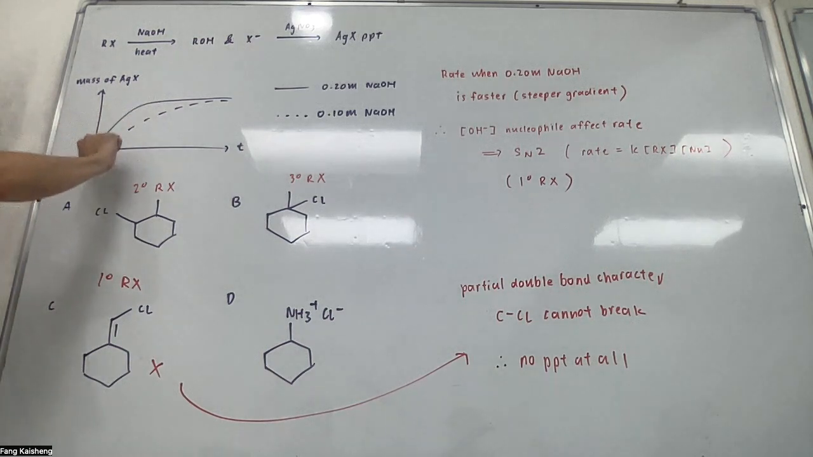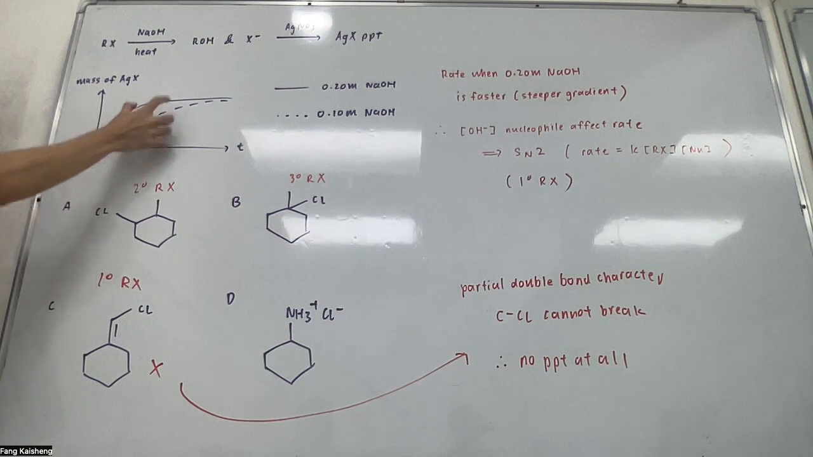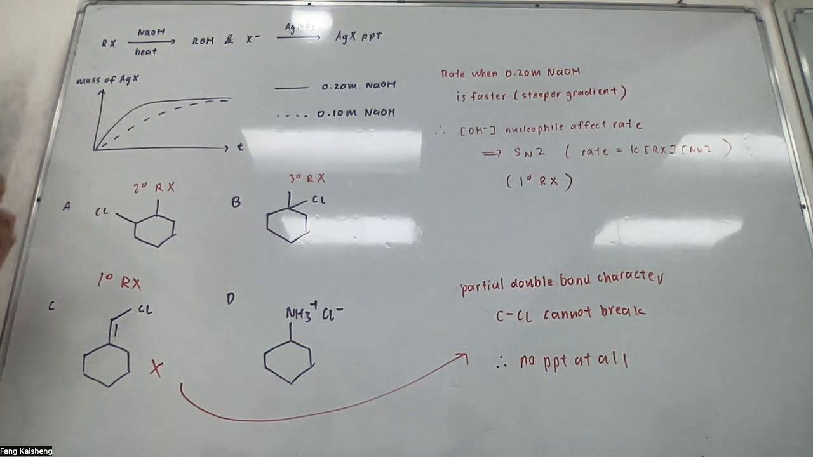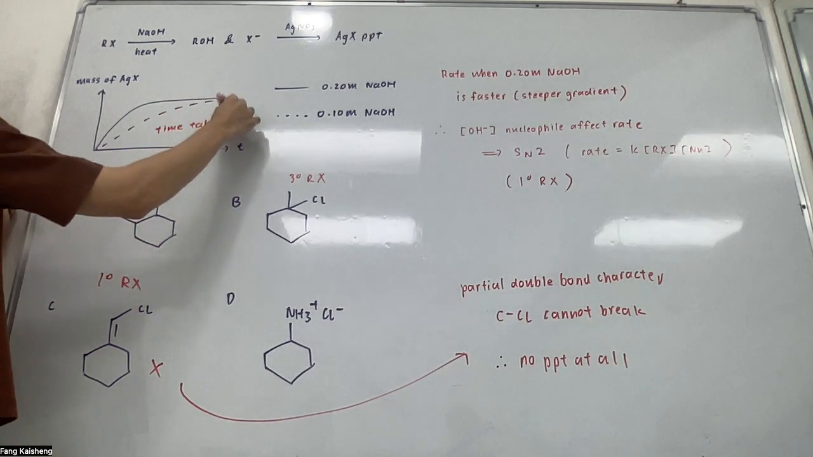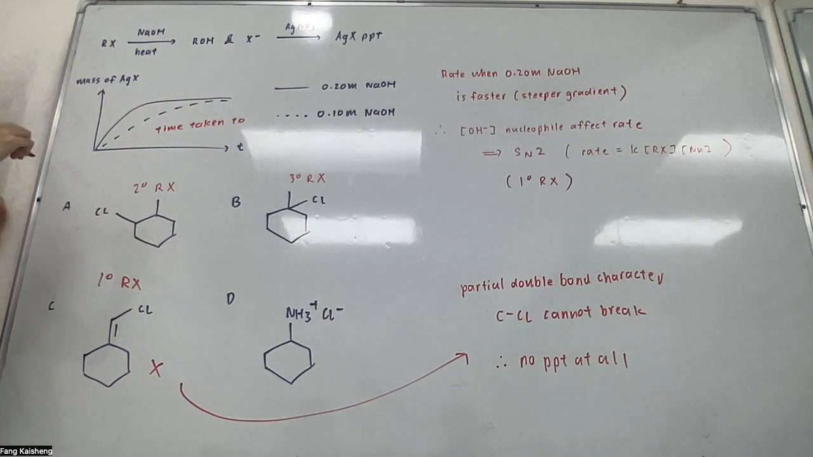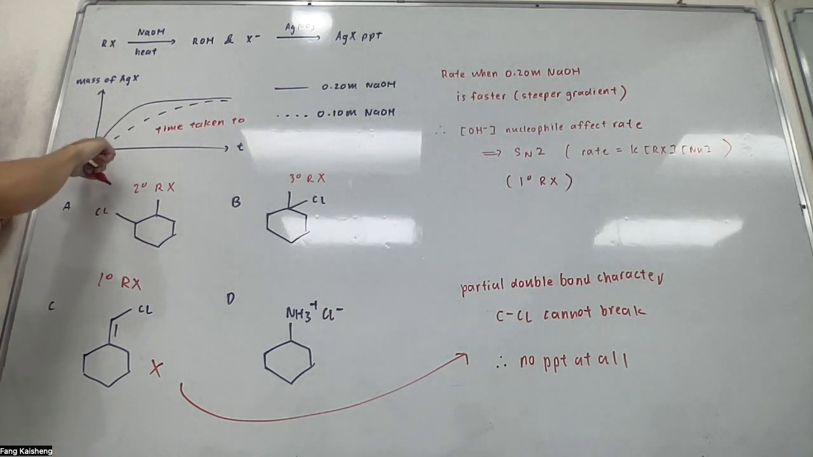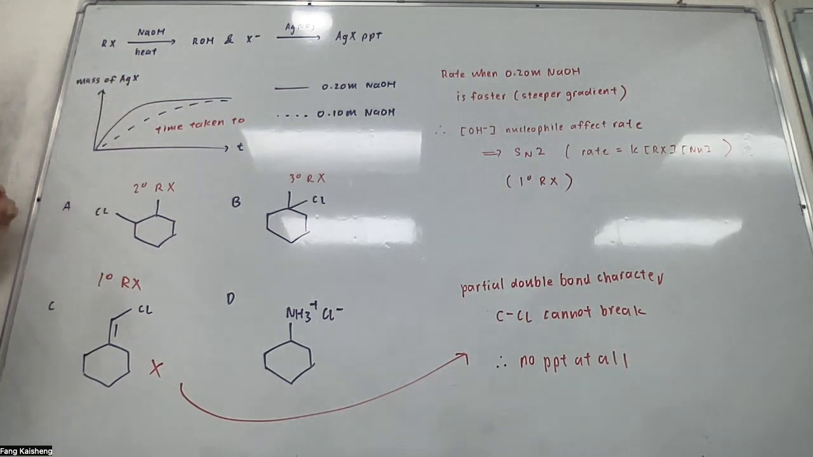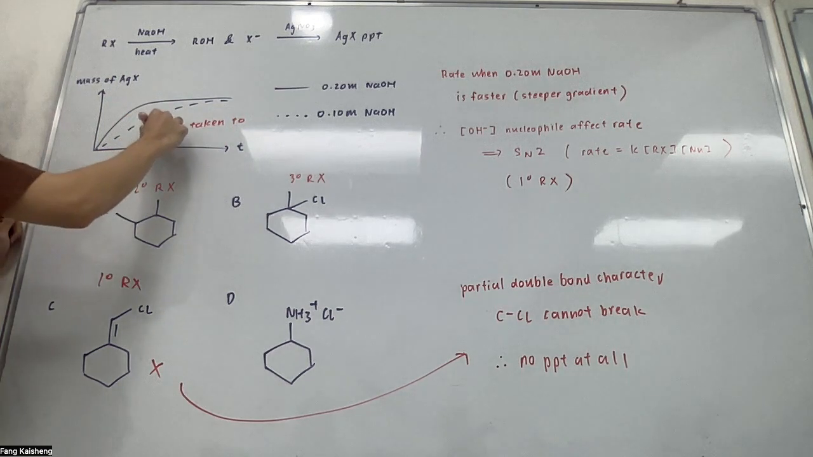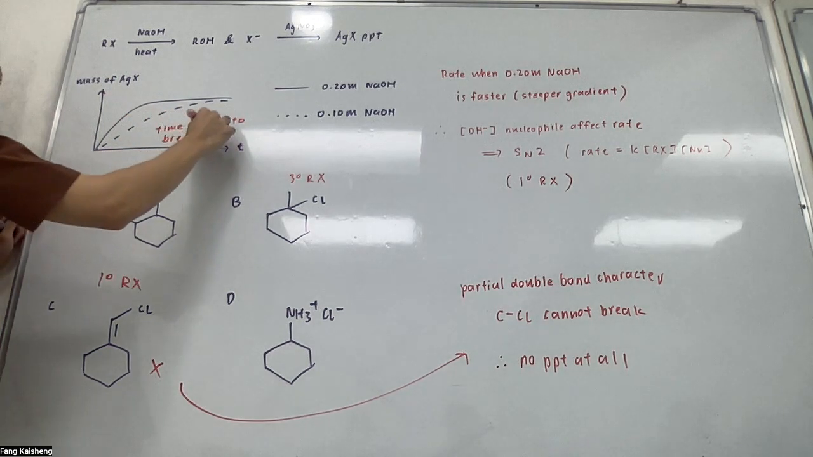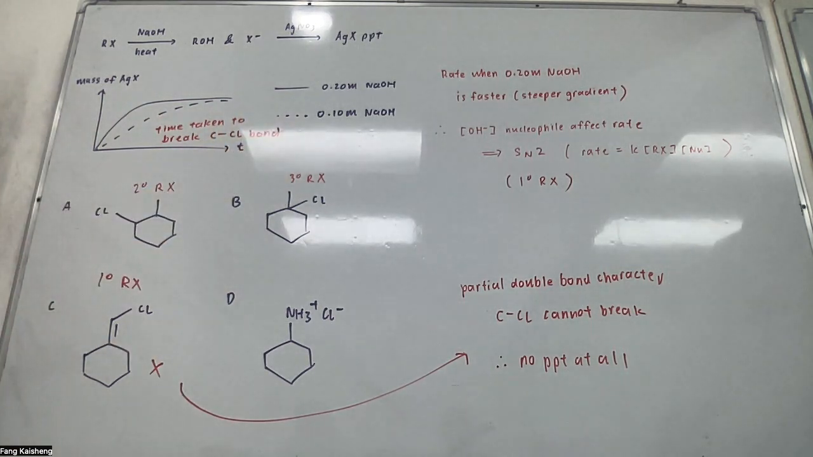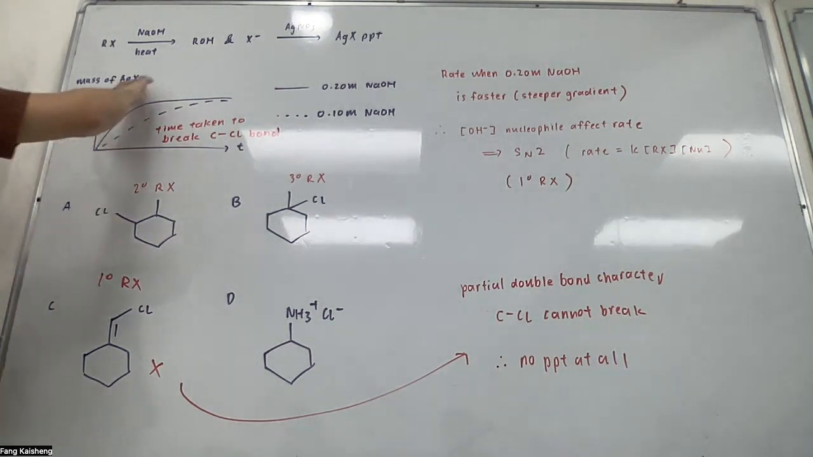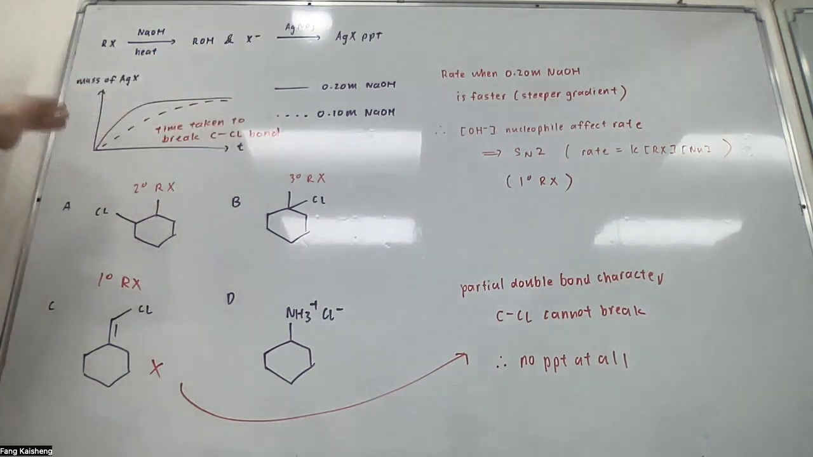You see this time taken for the precipitate to increase. What does this time here represent? It is the time taken to do what? Why does it take time to form AgX? Yes, it's the time taken to break the C-Cl bond. The C-Cl bond takes time to break. You break it slowly, and then the AgX precipitate will increase.